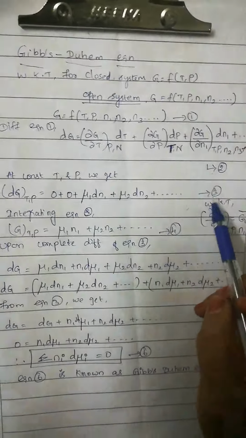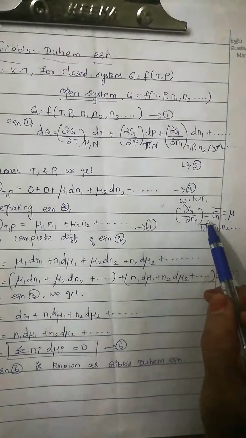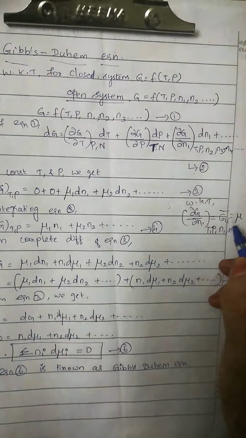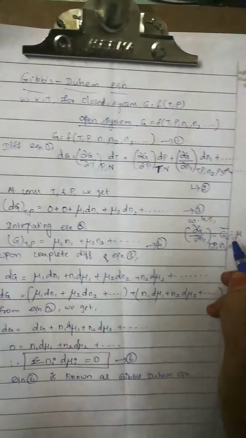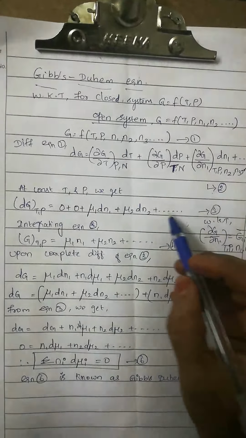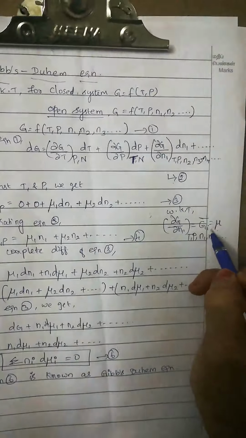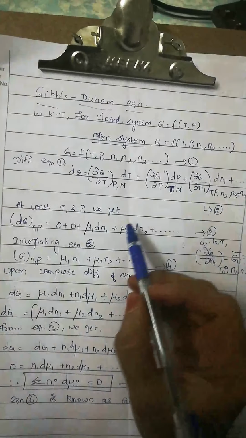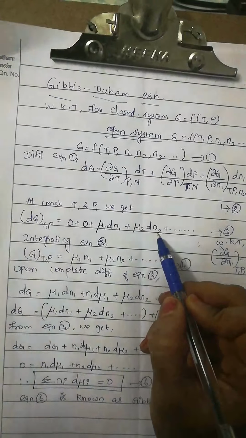is equal to 0. That is, we know that the partial molar quantity (∂G/∂Ni) is equal to Gi bar, that is the partial molar free energy or chemical potential. So we can substitute for ∂G/∂N1 equal to mu1. Therefore, we are substituting here mu1 into dN1 plus mu2 into dN2.